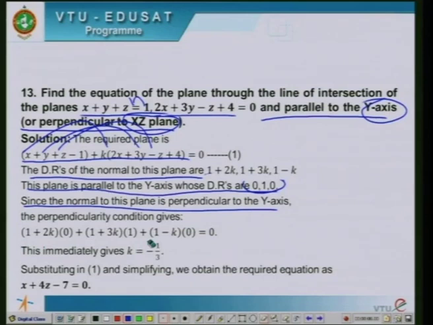So, (1 plus 2k) into 0 plus (1 minus 3k) into 1 plus (1 minus k) into 0 equals 0, which gives you immediately k as minus 1 by 3. Substitute that back in equation 1 for the required plane, which is x plus 4z minus 7 equal to 0. Now, the question is this. Do you see anything missing in this equation?